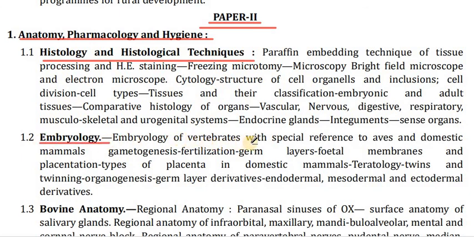Embryology of vertebrates with special reference to apes and domestic mammals. Gametogenesis, fertilization, germ layers, fetal membranes, and placentation, types of placenta in domestic mammals. Teratology, twins and twinning, organogenesis, germ layers and derivatives: endodermal, mesodermal, and ectodermal derivatives.